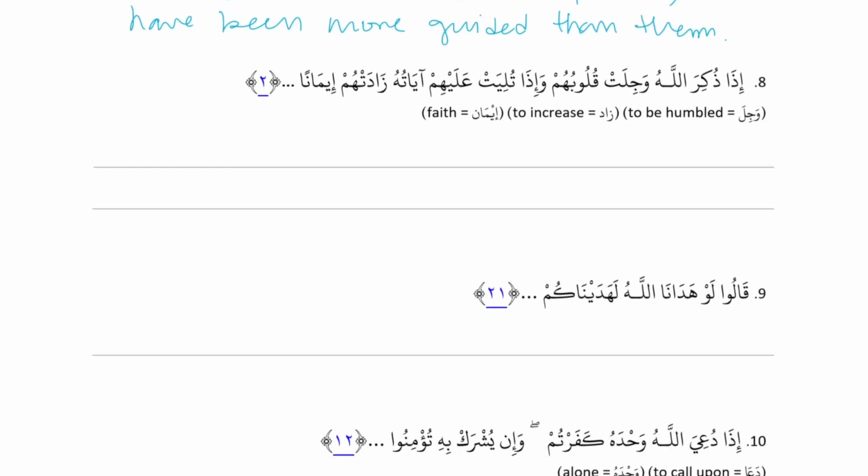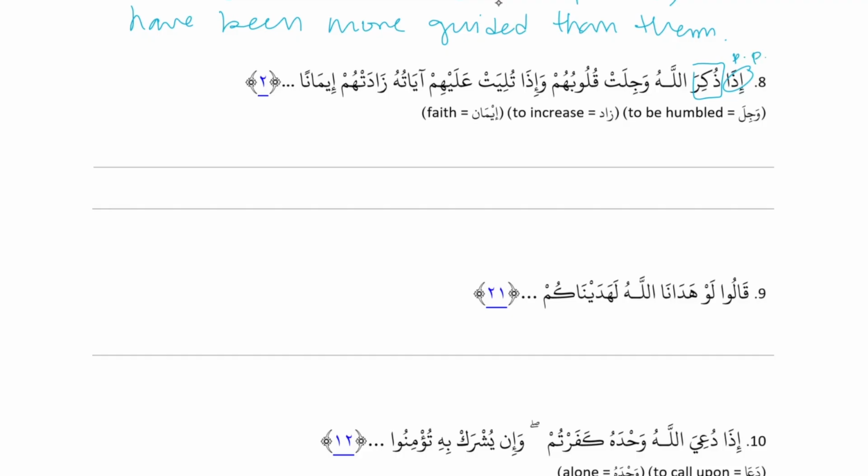Okay. Number 8. إذا ذكر الله وجلت قلوبهم وإذا تليت عليهم آياته زادتهم إيمانا. Okay, so conditional sentence or conditional word is إذا. Dhukira is past, passive because of the ُu. Good. And then, yeah, that's it.